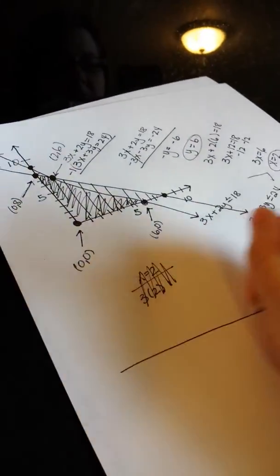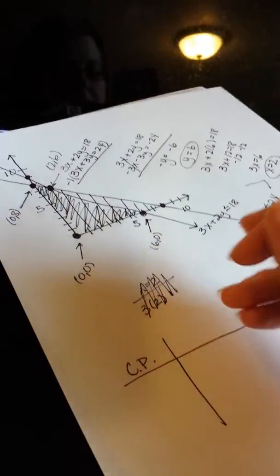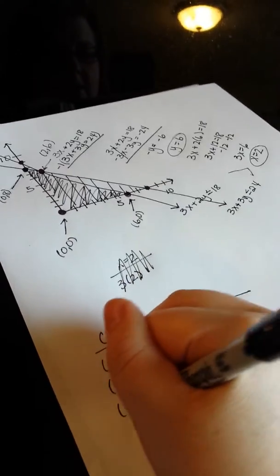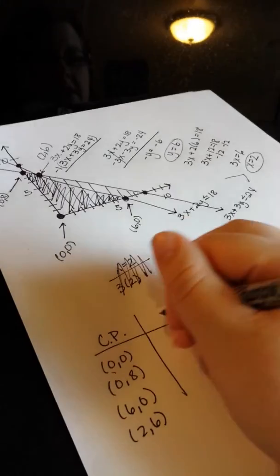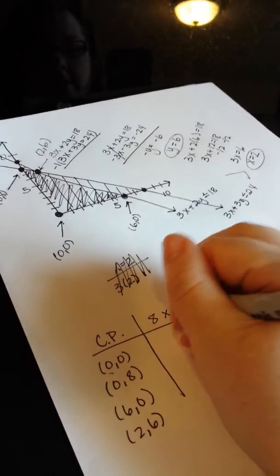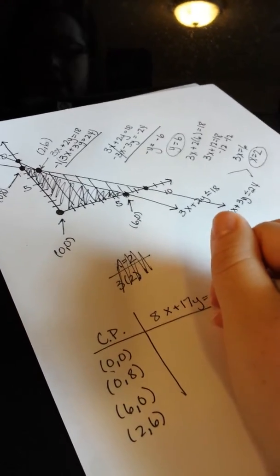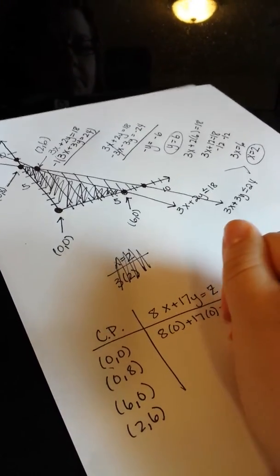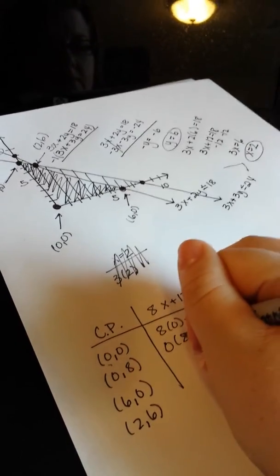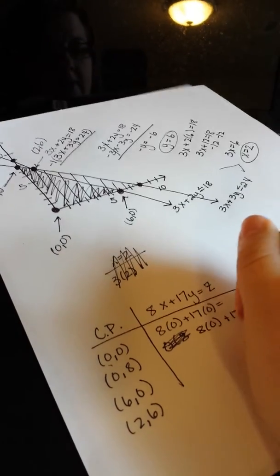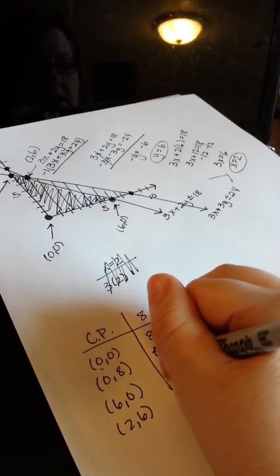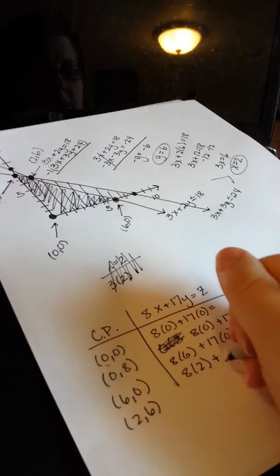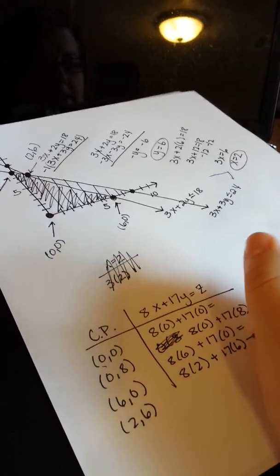Our next step is to make a table. So all of our corner points, we had corner points at 0, 0, 0, 8, 6, 0, and 2, 6. And the thing we're trying to maximize is 8x plus 17y equals z or p or whatever it is that you wanted to call this. So we're going to plug those corner points in. Eight times 0 plus 17 times 8. 8 times 6 plus 17 times 0, and 8 times 2 plus 17 times 6.